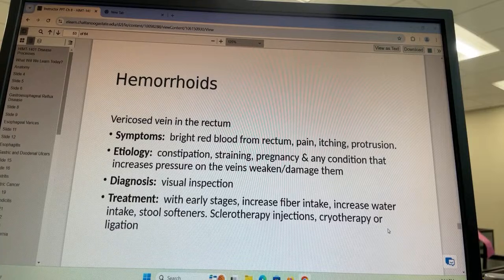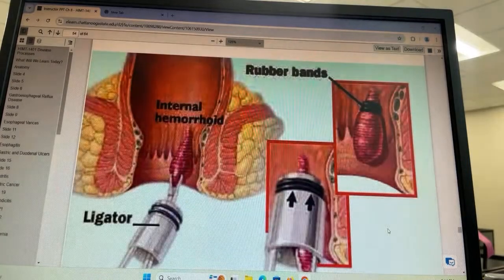You can also do the same kind of thing for the varicose veins and the esophageal varices. The sclerotherapy injections, where you inject a chemical into the veins to harden them up, or cryotherapy, which is freezing them off. And then ligations, where you just tie them off so that they don't rupture. They just kind of kill the vein in that sense.